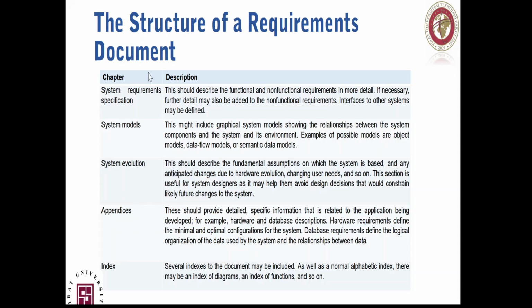After all these are done, these are the core parts of the structure of the requirements document. We have appendices, and these are related to descriptions of things that we use or need to have, like maybe the database.